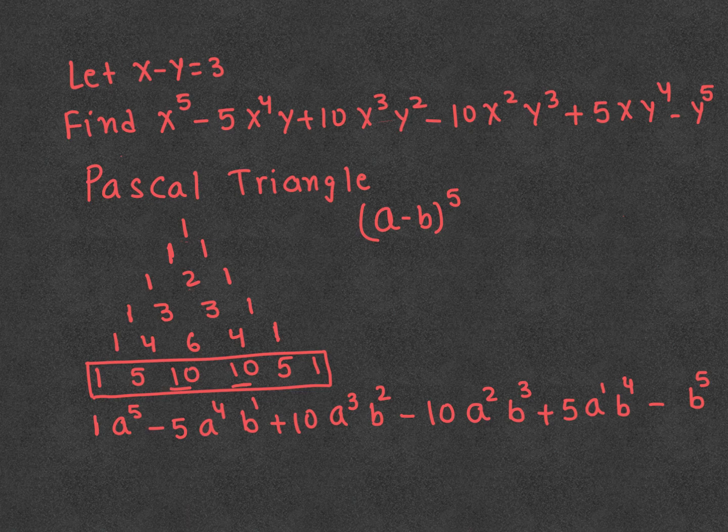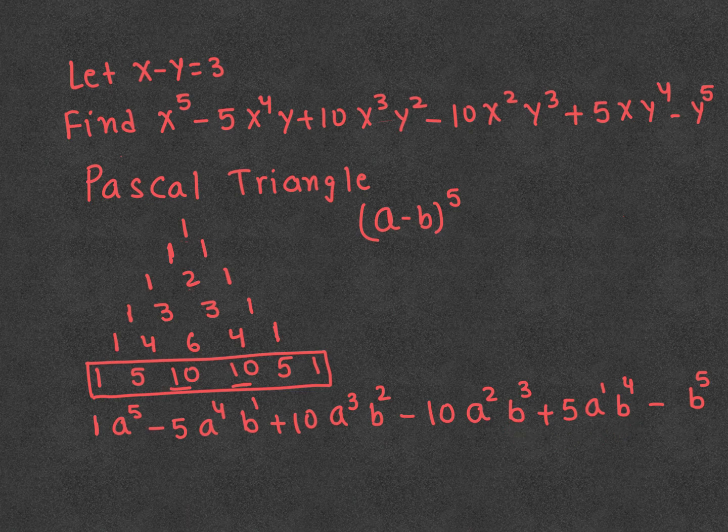Or you don't have to write a to the power 0. It's just 1 anyway. So here we have any binomial with power 5. We are going to write that into this form. Now this serves as the coefficients. The first letter starts with the highest degree and keeps on decreasing by 1, and the second letter starts with no degree and keeps increasing by 1.